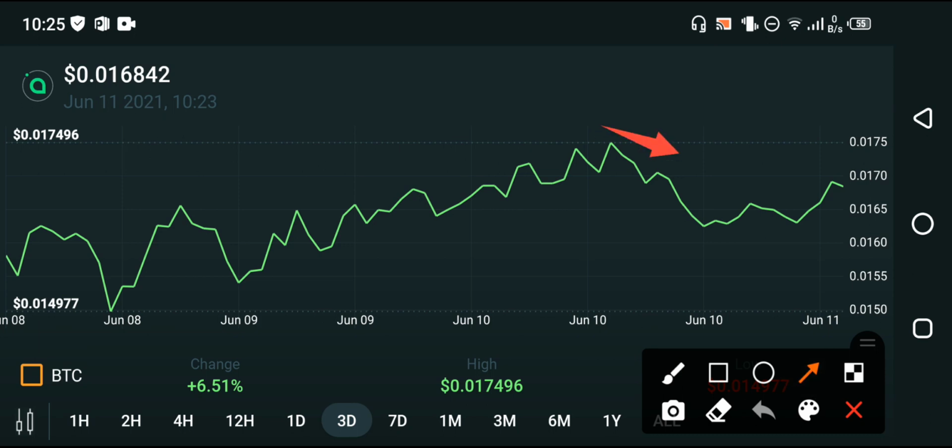My friends, yesterday the price of Siacoin completely fell. The price is completely down from yesterday, the 10th of June. But now the last 1 hour pricing is positive. The last 1 hour pricing is positive, and I'm feeling very good at this time.